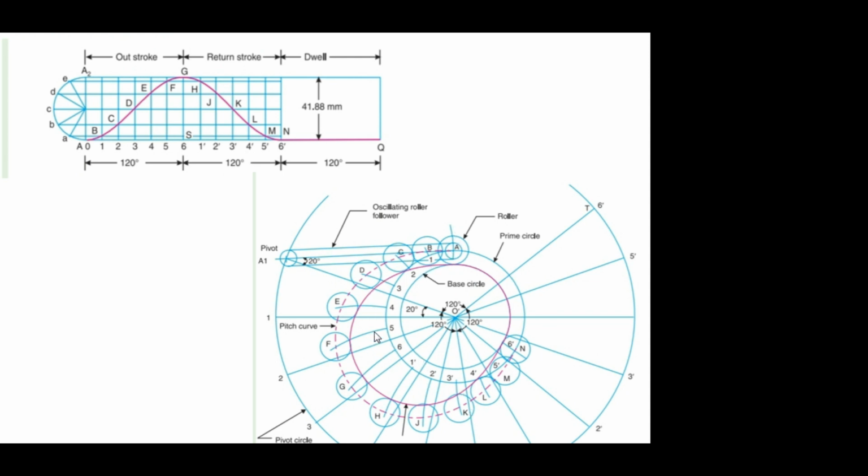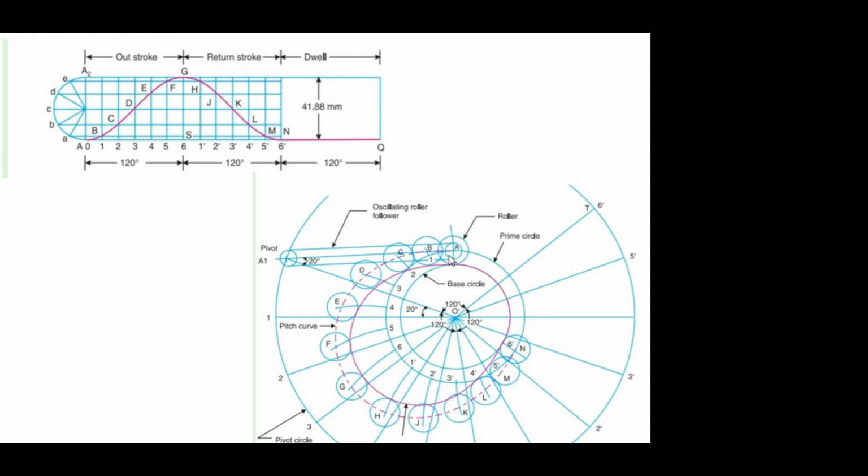Draw horizontal and vertical axis of cam. Here you will get point A. Draw the roller. The vertical axis will intersect the prime circle at point A. Take A as a center. Draw the roller.